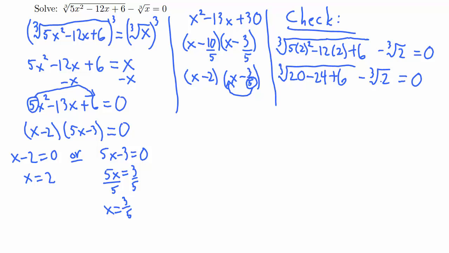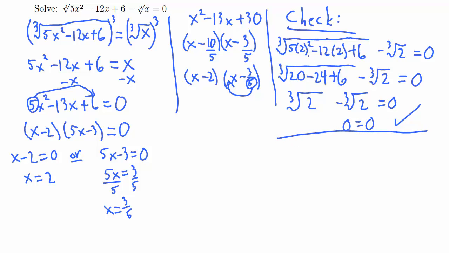Notice that the cube root of 2 cannot be simplified. So 20 plus 6 is 26, minus 24 is 2. That gives me the cube root of 2 minus the cube root of 2. Oh, look, they're the same thing, subtracted, so 0 equals 0. Fantastic. That means that, in fact, 2 is a solution. Now let's look at 3/5.